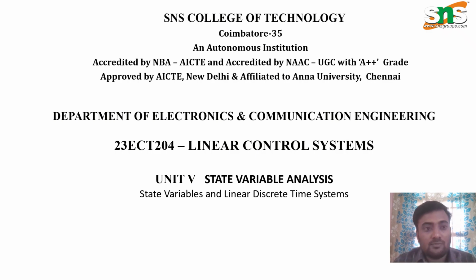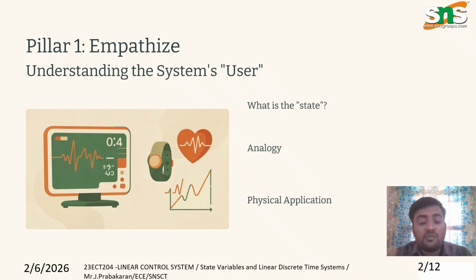Let's begin. First stage of design thinking is nothing but the empathize. First, what is state? How do doctors know the condition of a patient? They check parameters such as heart rate, blood pressure, body temperature. Using these values, they can predict the future condition of the patient. Similarly, in engineering systems, we use some important variables to know the complete condition of the system. These variables are called state variables.